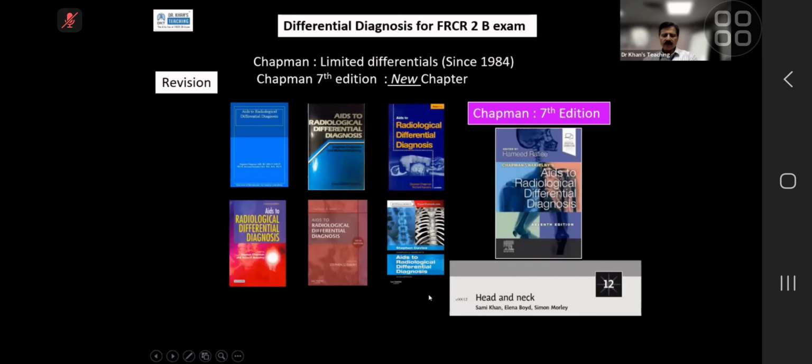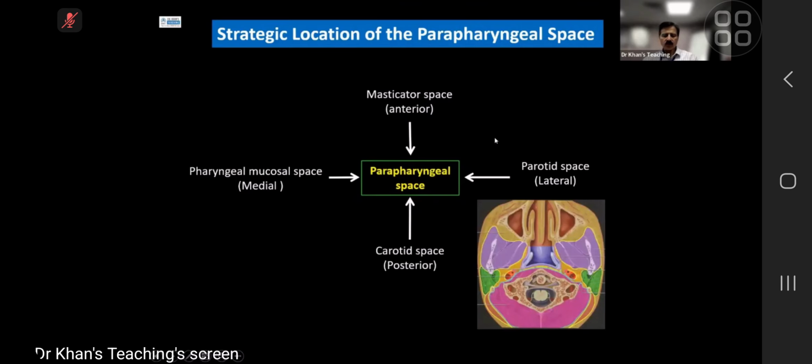So I've already told you about Chapman and how to use it. The current chapter in Chapman's 7th edition is completely revamped, and we have used this concept of spaces. So it's a very good idea to go through that. As soon as you pick up any pathology, go through your Chapman and make your final diagnosis. So this is the concept.